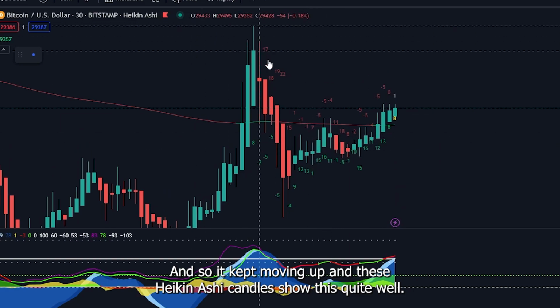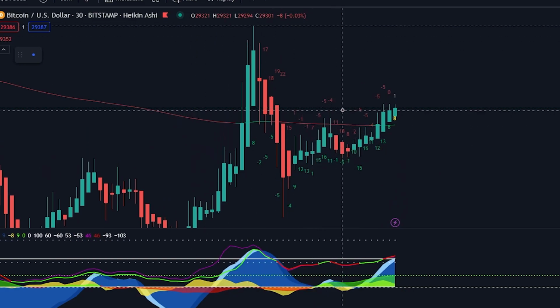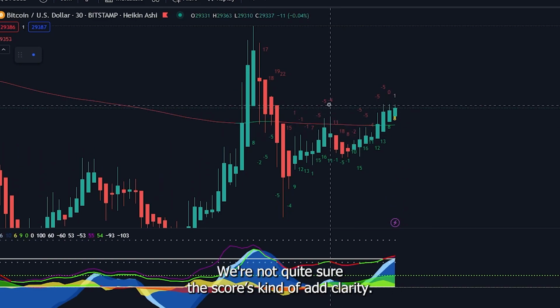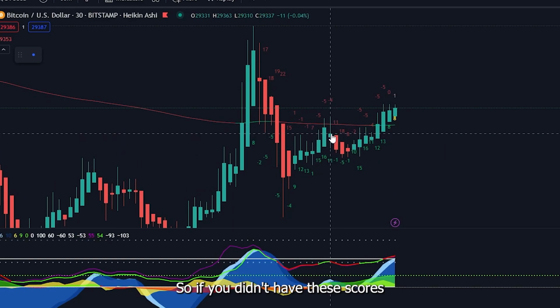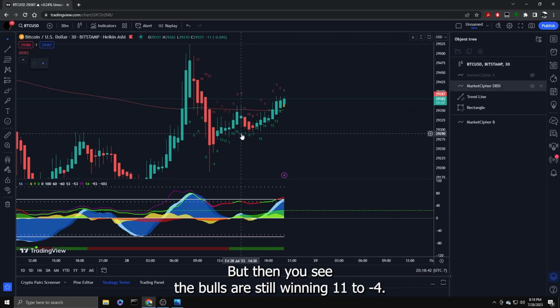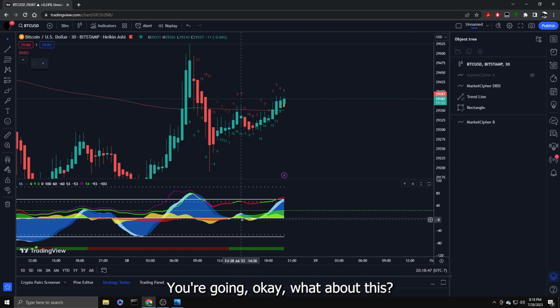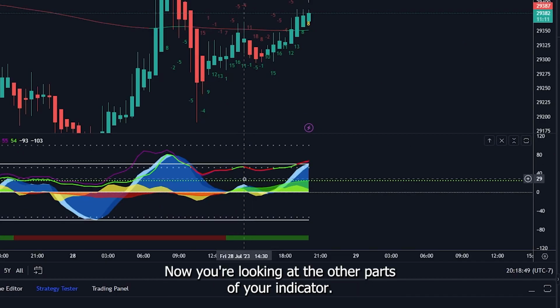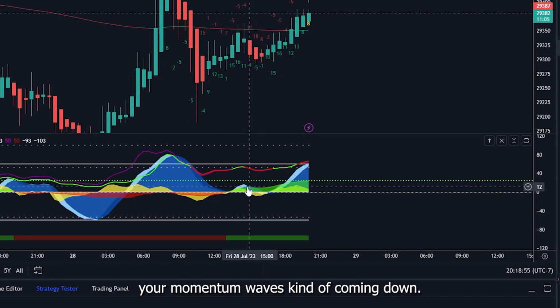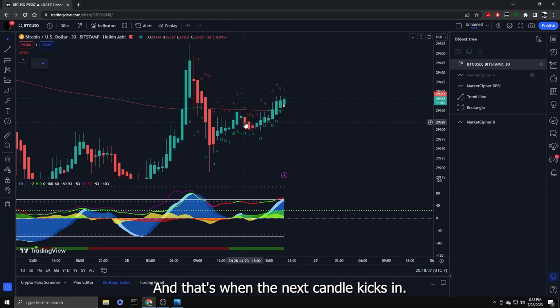And these Heikin-Ashi candles show this quite well. It's very clear. But then sometimes it gets a little tight. We're not quite sure. The scores kind of add clarity. So if you didn't have these scores, you see this candle, you have no idea what's coming next. But then you see the bulls are still winning 11 to -4. You're going, okay, but what about this? Now you're looking at the other parts of your indicator. You see the VWAP coming down. It's about to cross over the 0. Your momentum wave's kind of coming down. And that's when the next candle kicks in.